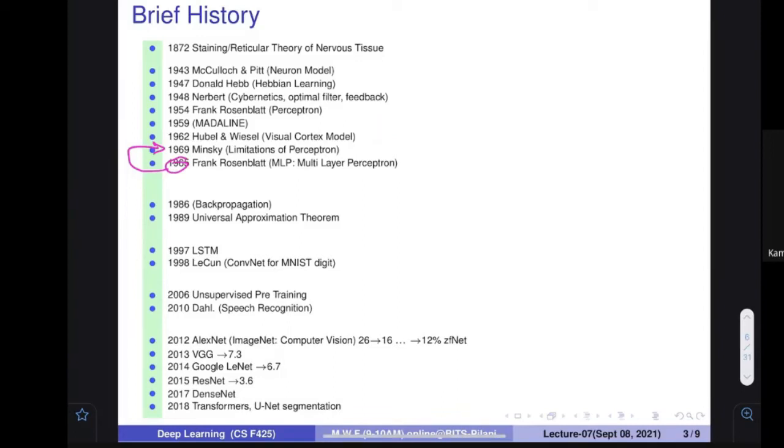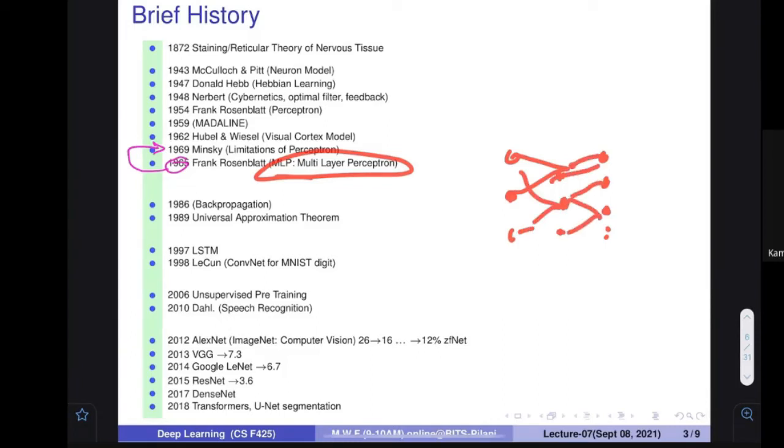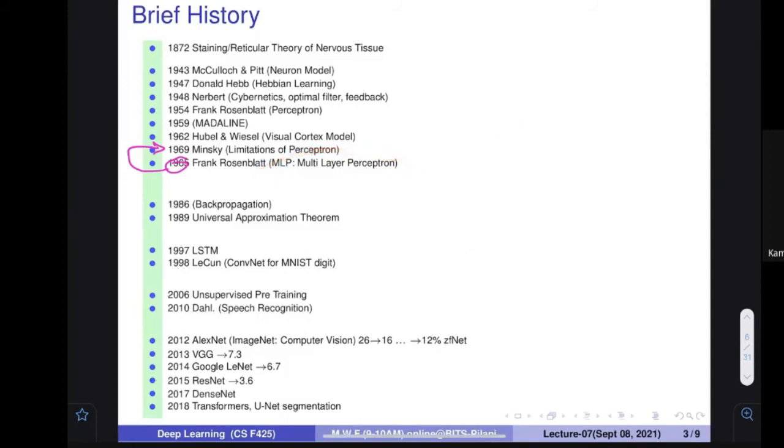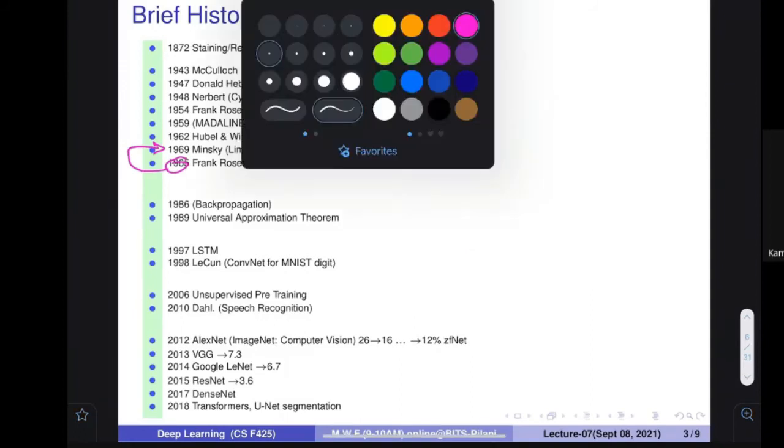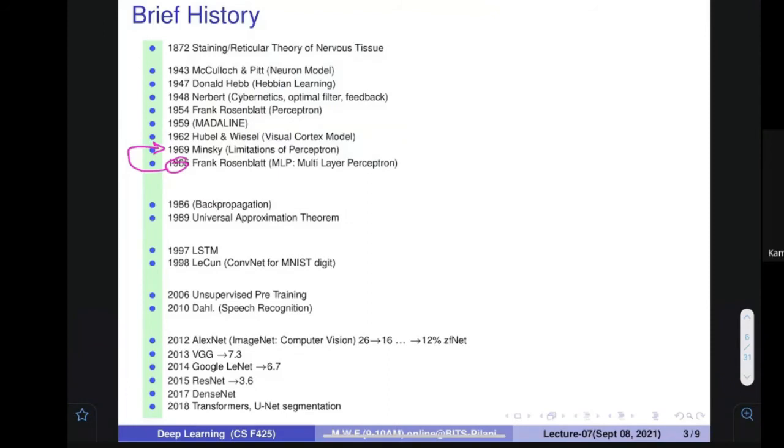One more problem was there. The concept of multi-layer perceptron was there, but people were not able to understand how to find out the values when multiple layers of perceptrons are there. It becomes very difficult because so many parameters are fully connected and so many values are there. How to find out these values? Finding out these values became a kind of challenge, and therefore it was very difficult to go ahead with this.